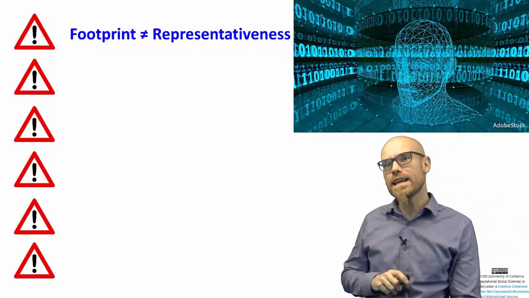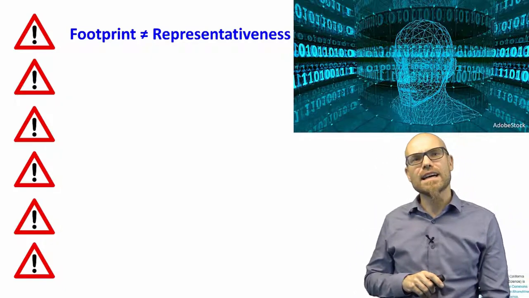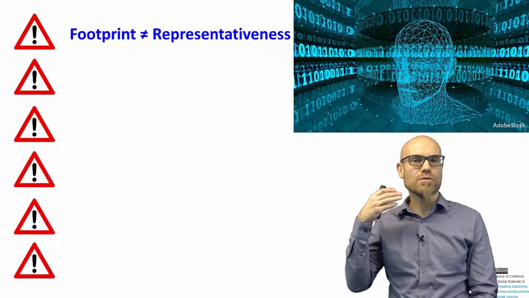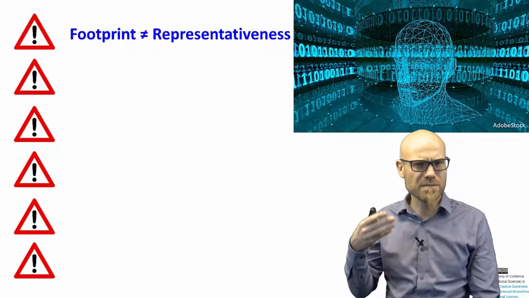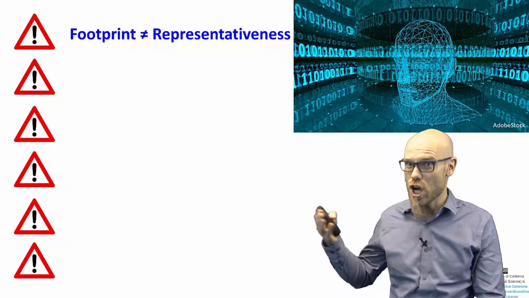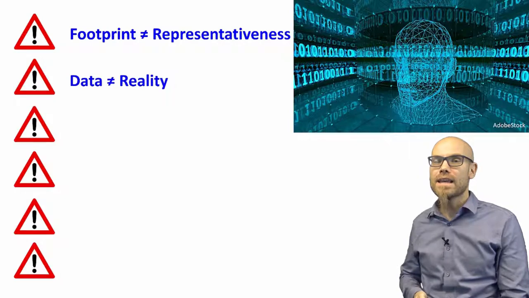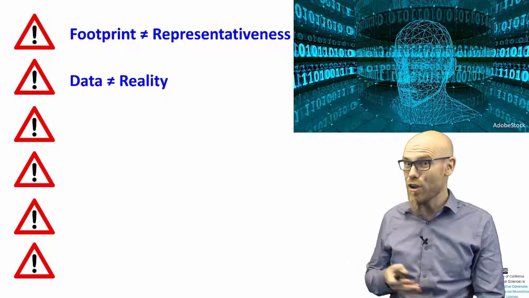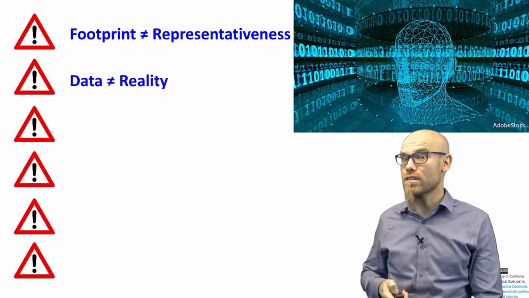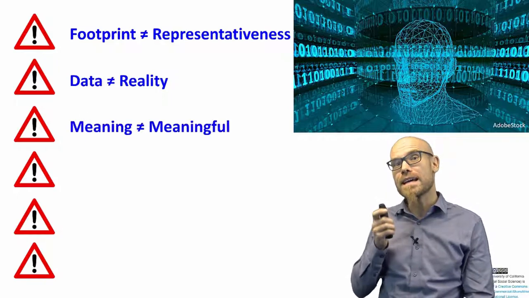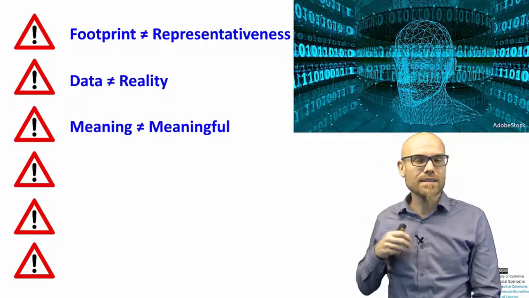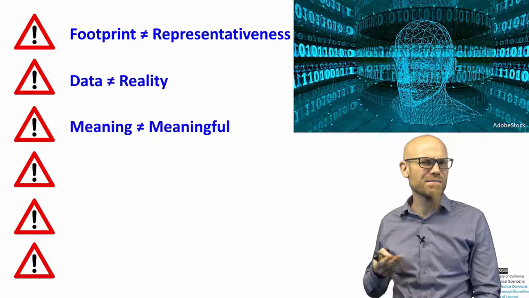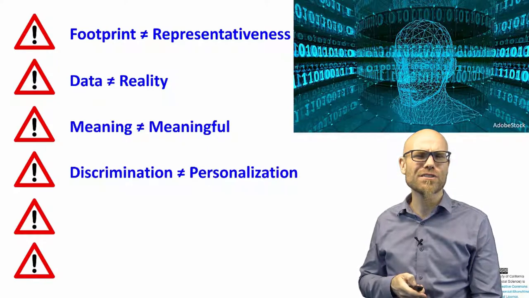First, the footprint is not necessarily representative, and I already said that. We try to work with the entire population of Facebook users, but Facebook users are Facebook users. They are not all people on planet Earth. Second, the footprint is not the foot. It's a footprint. We often confuse that, and that can have very dangerous consequences. Third, there's meaning that we can detect in this data through artificial intelligence and machine learning, but is that always meaningful as well? Is that really what we want? We have to talk about that.